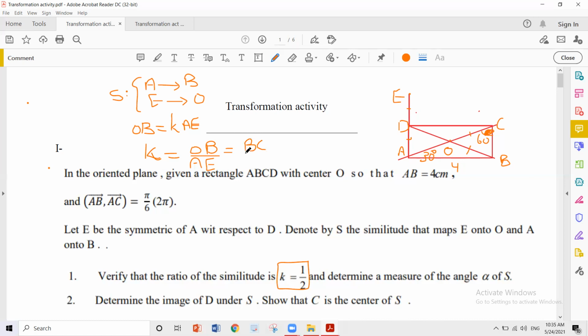So AE equals 2 OB. Now AE is what? 2AD, equal to 2BC, since AD is BC. So the ratio is equal to half.